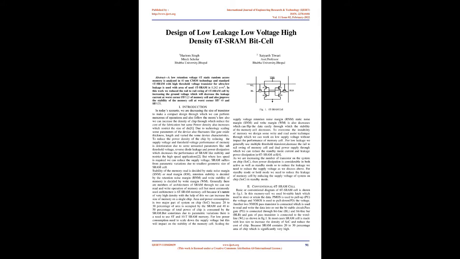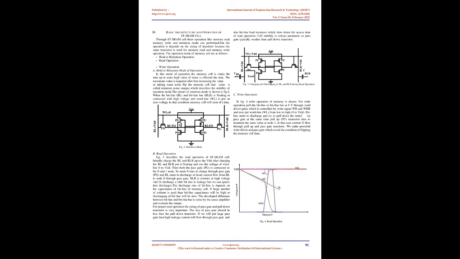But sometimes, due to parametric variations, there is a need to use 8T and 10T SRAM memory. For low power consumption we need to scale down the supply voltage, but this will impact the stability of the memory cell. Scaling the supply voltage of the 6T SRAM cell, Fig 1, the retention noise margin, RNM, static noise margin, SNM, and write margin, WM, also decrease, which can flip the data easily, so the stability of the memory cell decreases.